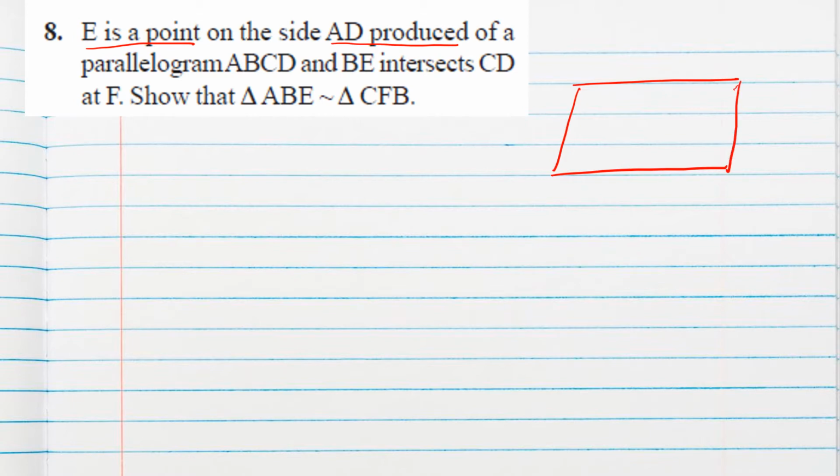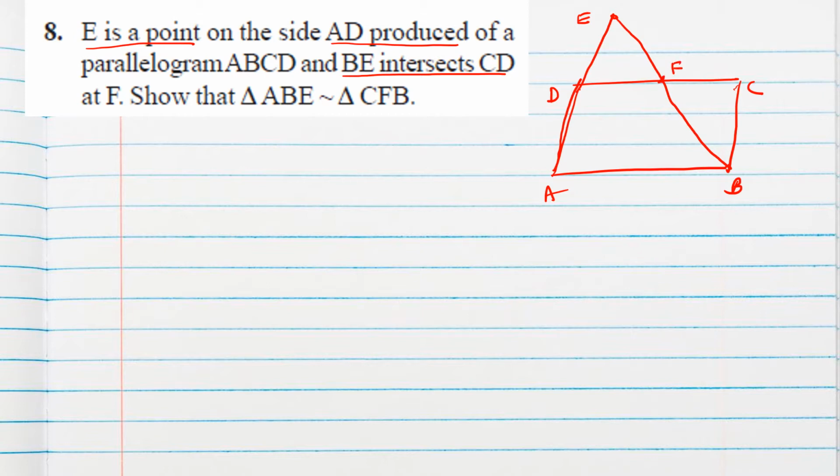Okay. A, B, C and D. Now what is written? AD is produced. This side AD is produced and E is the point on that side. So we extended AD till E. BE intersects CD. We should join BE, and that BE intersects CD at point F. So this intersection point is F.